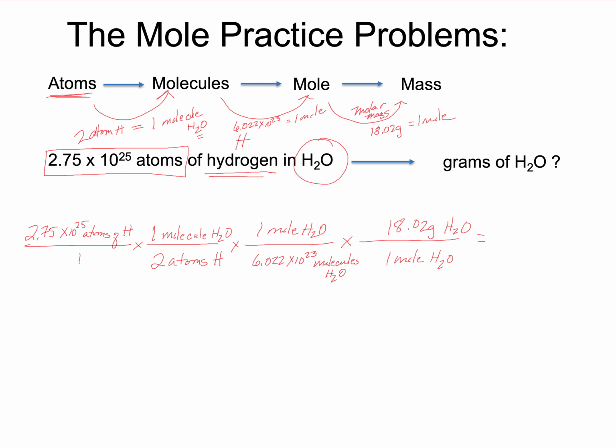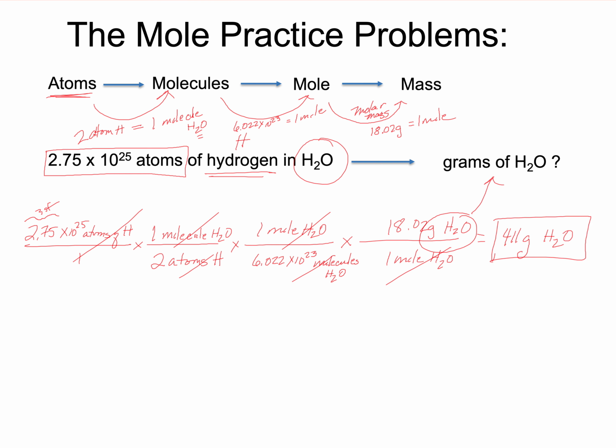And we'll stop there. All the rest of the units cancel out, leaves us with grams of H2O, which is what we were looking for. And when we multiply all the numerator, divide by all the denominator, putting that in 3 sig figs based on our initial number, that ends up being 411 grams of H2O.